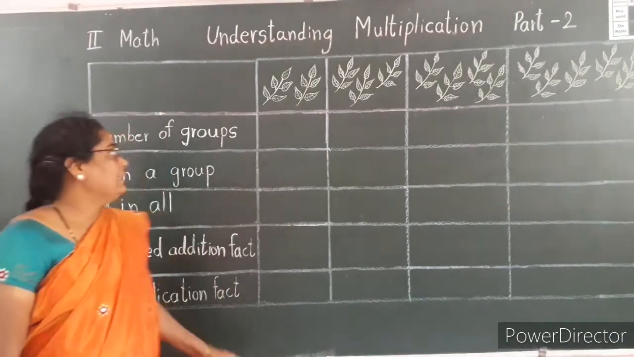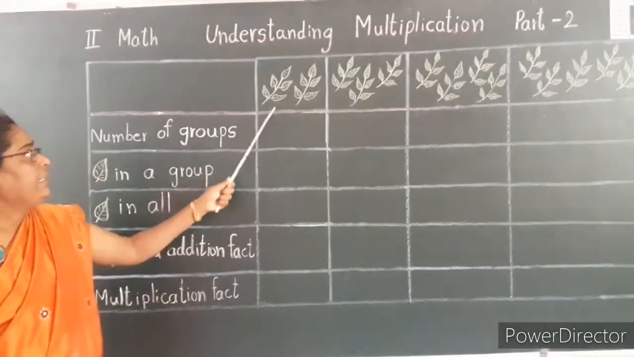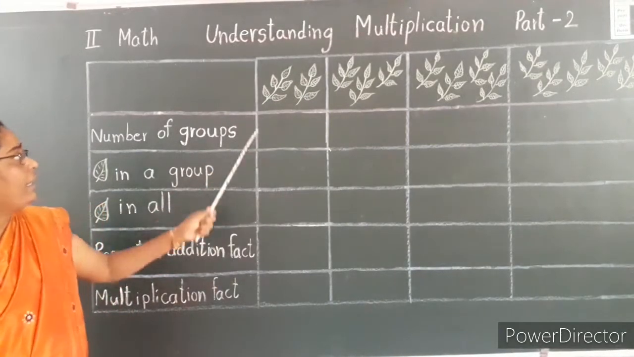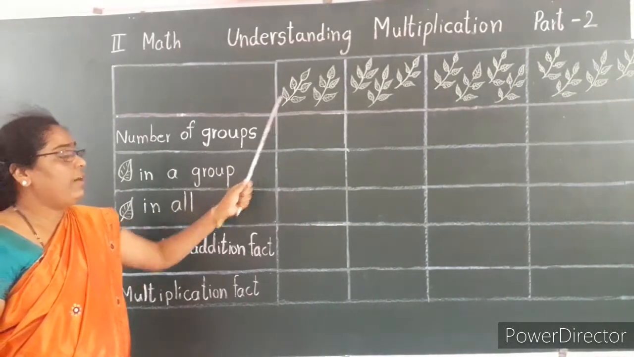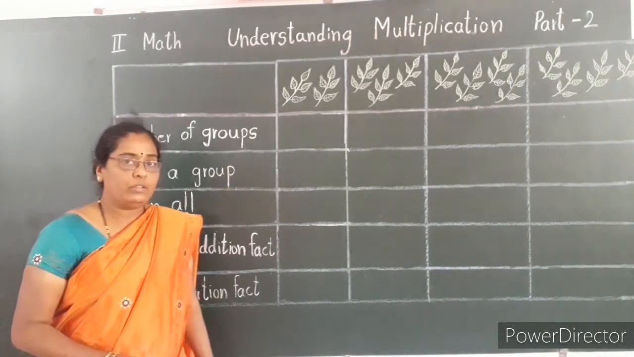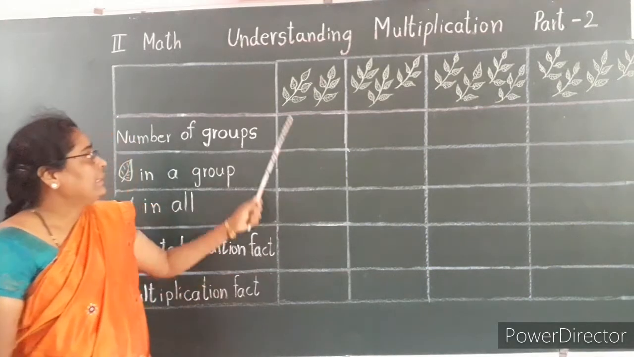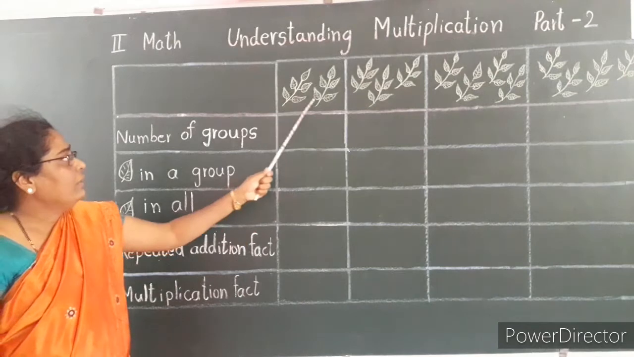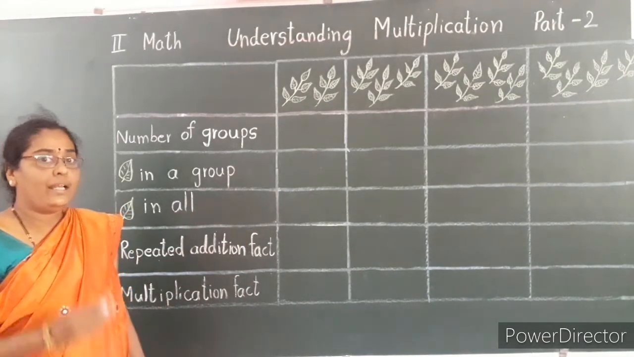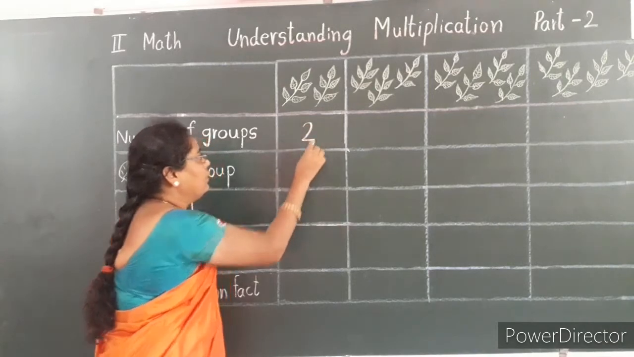Let's see here. Number of leaves in each groove. Here, in each groove, there are 1, 2, 3, 4, 5. Yes, in each groove, there are 5 leaves in all. See here, how many grooves here, children? 1, 2. Yes, there are 2 grooves of leaves.